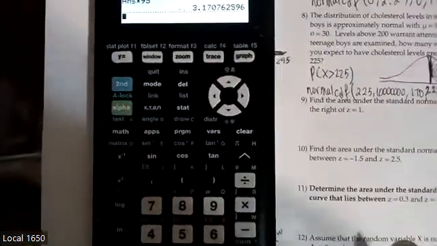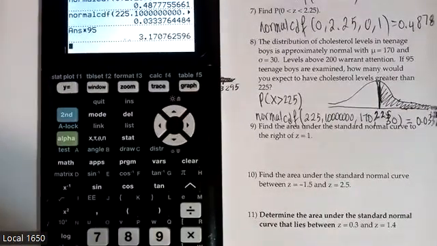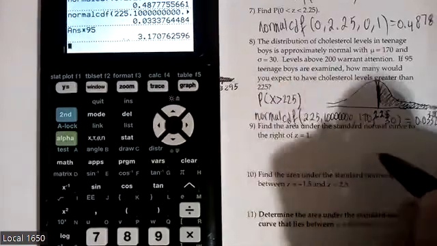Find the area under the standard normal curve to the right of Z equal 1, guys. Let me show you to the right how it's going to look like.